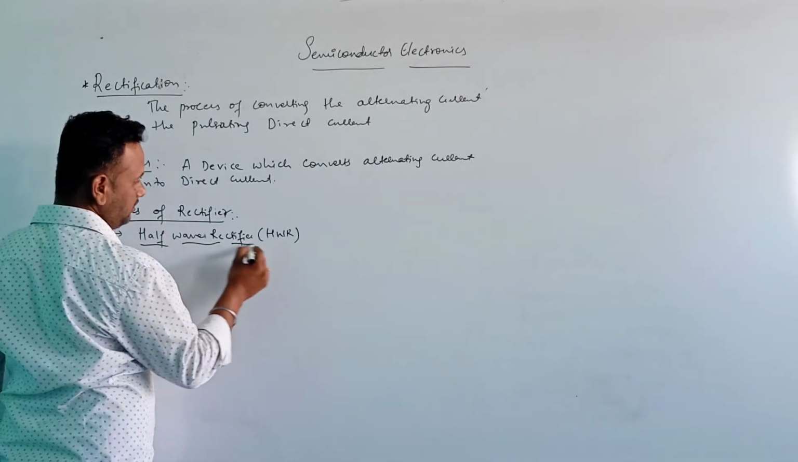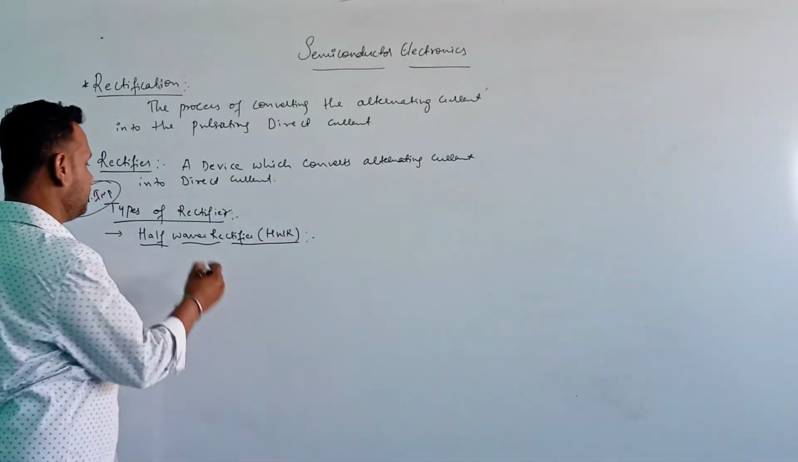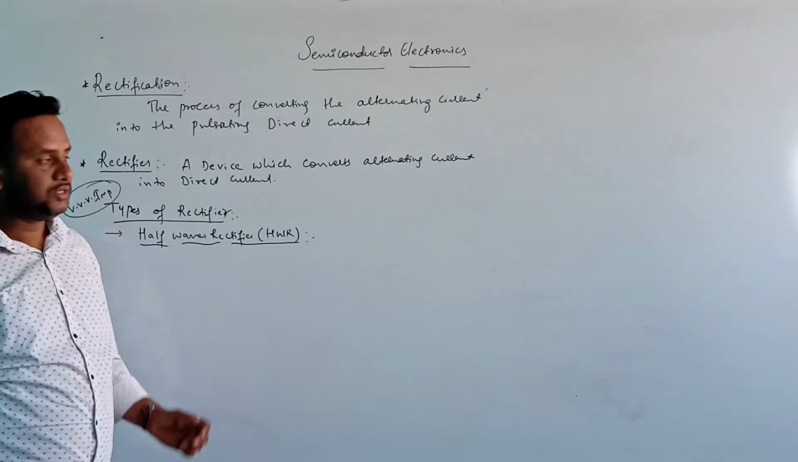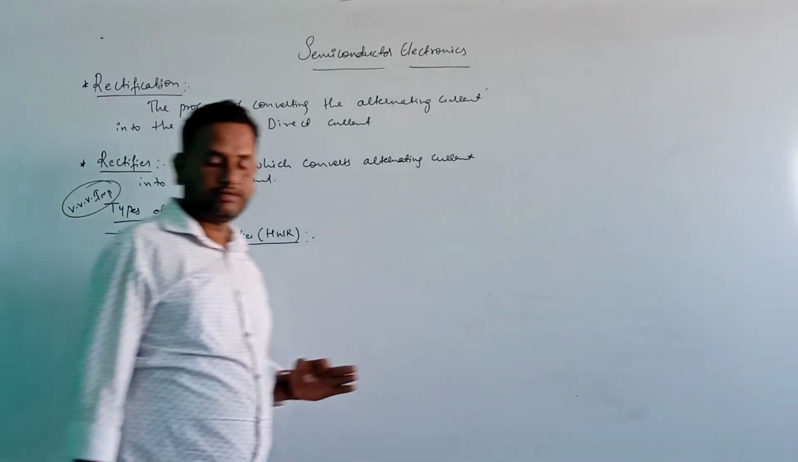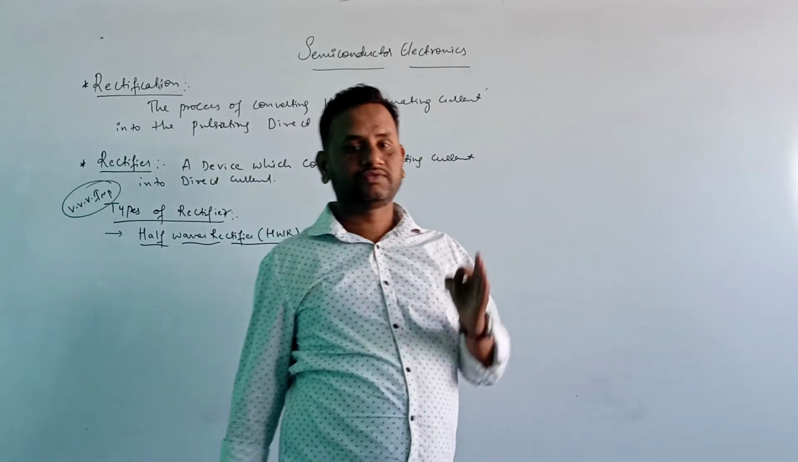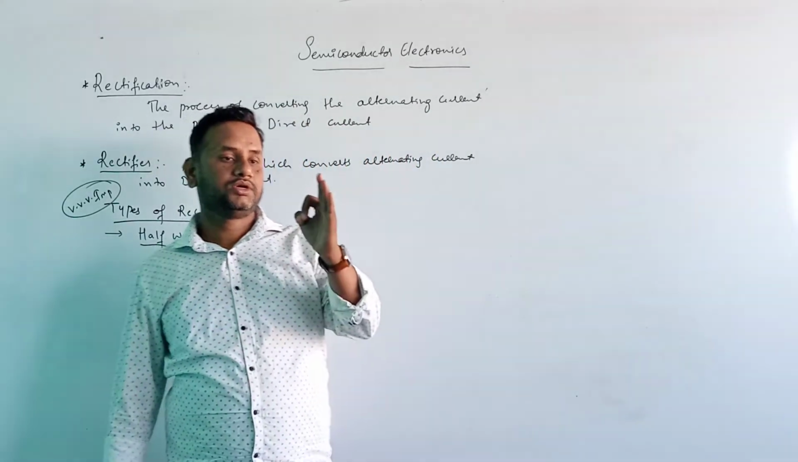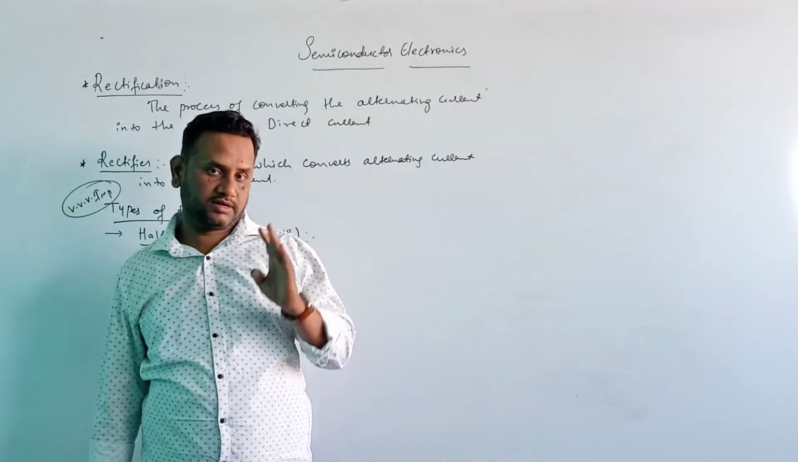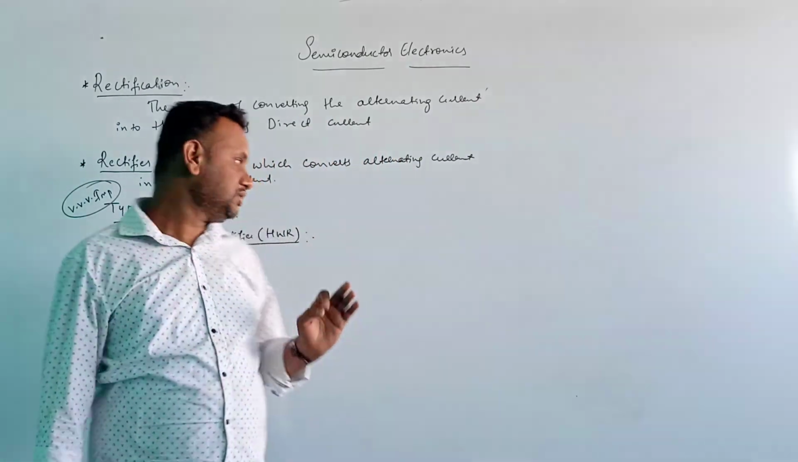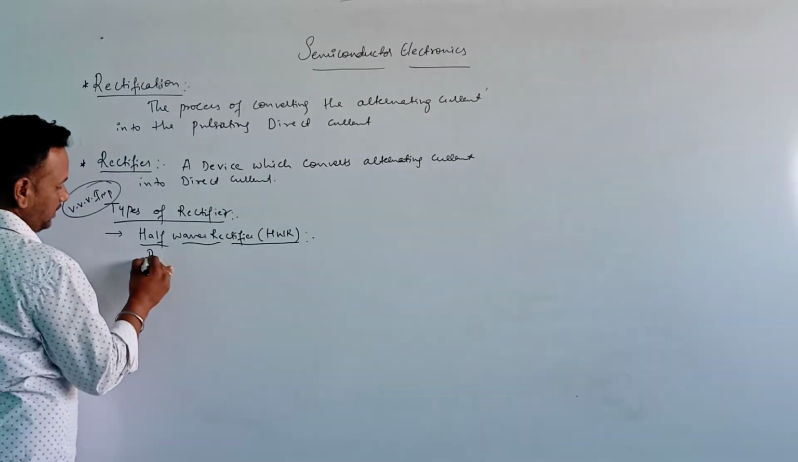Half wave rectifier. As you know the rectifier definition, let us now see the half wave rectifier. A rectifier which converts half cycle of the AC input voltage into direct voltage or direct current is called the half wave rectifier.